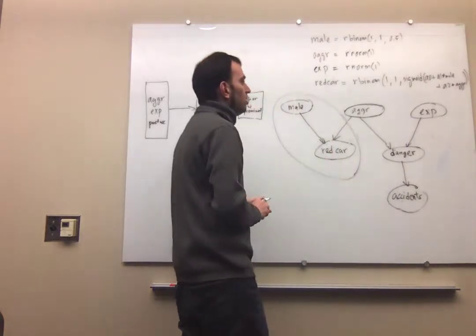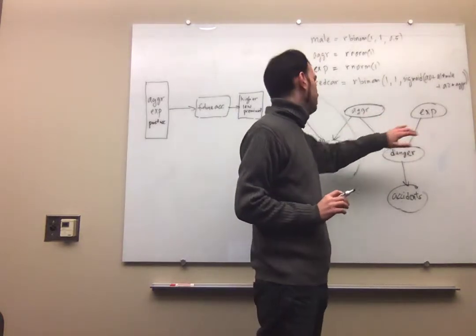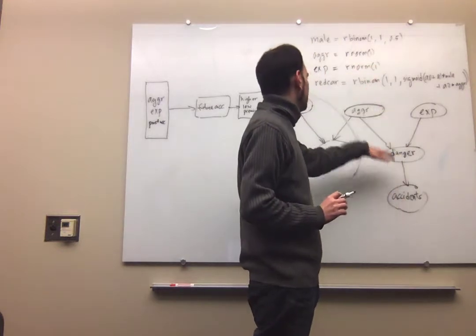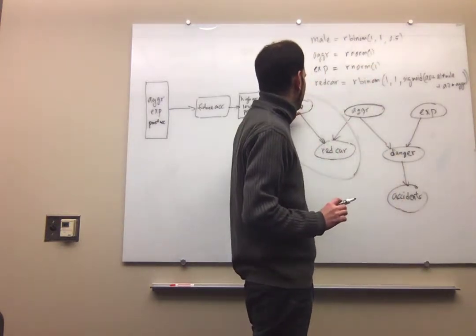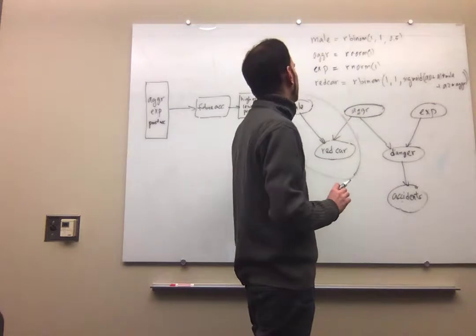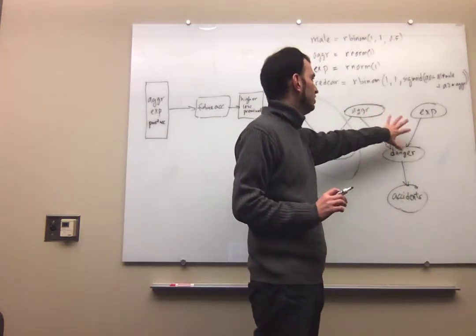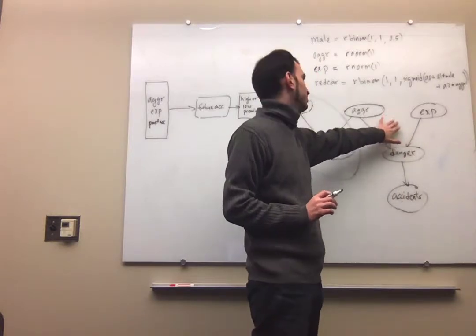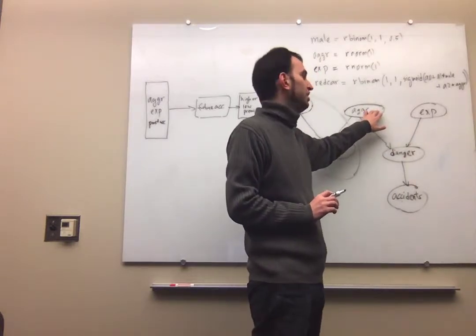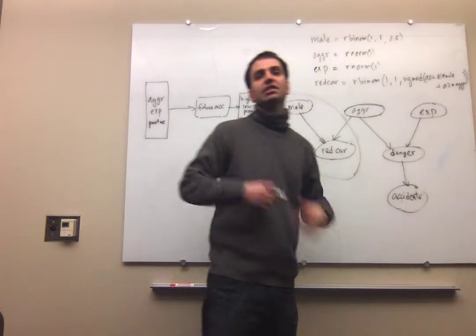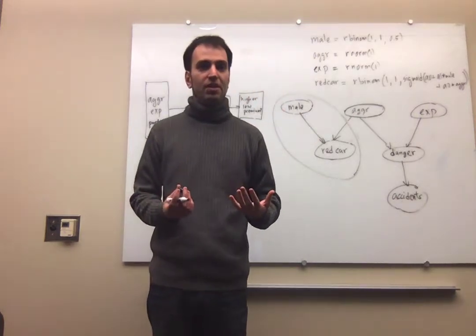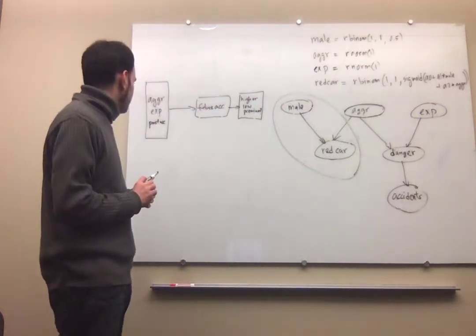Can't use it anymore. But we can use this part of the graph because nothing here is caused by male, right? So there is no path in this model from male to aggression, or from male to experience, male to danger, or anything like that. So this graph is okay, this graph is fair. So if we knew aggression, then we could use it to predict the number of accidents in a fair way. Okay, so that's the argument.